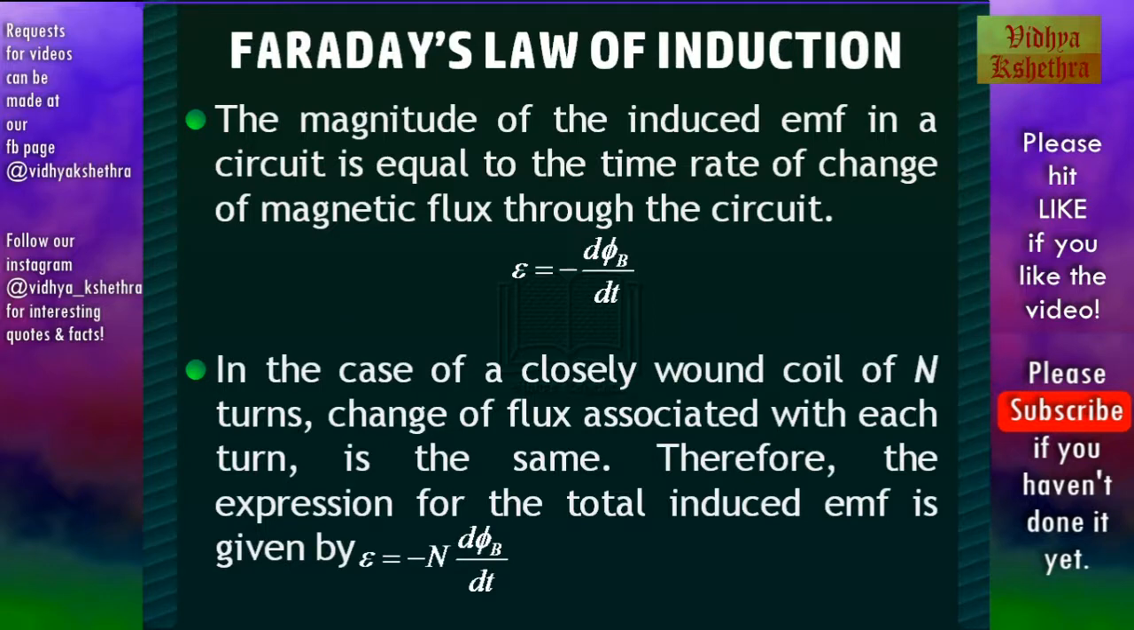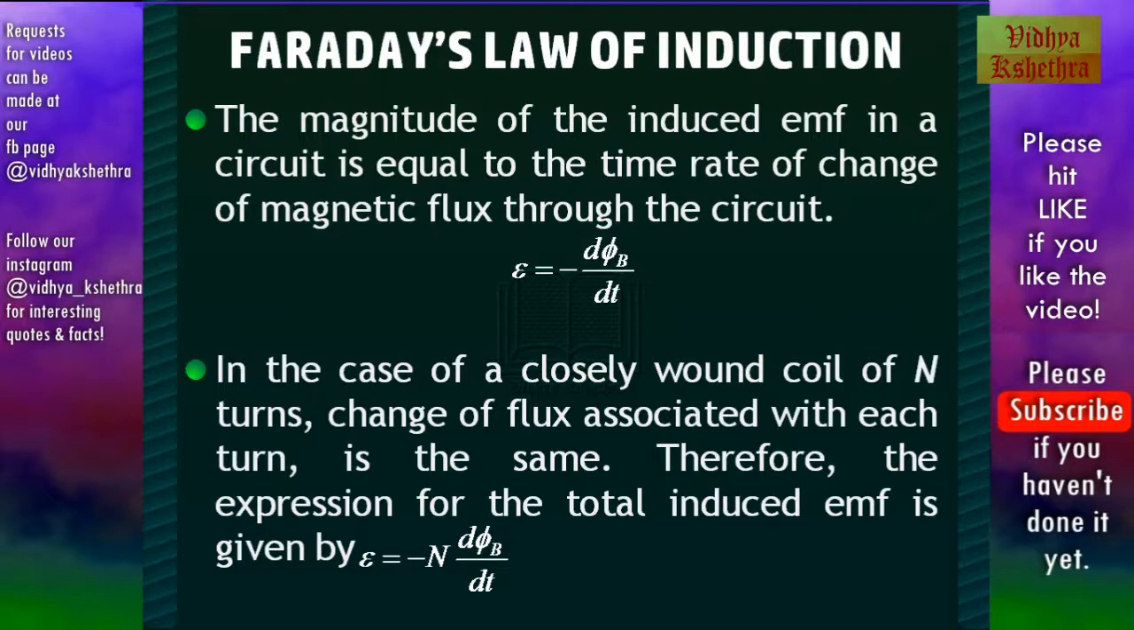In the case of a closely wound coil of N turns, the change of flux associated with each turn is the same. Therefore, the expression for the total induced EMF is given by epsilon equal to minus N d phi by dt. We know that phi B is equal to BA cos theta. Hence, it is possible to induce a current in a coil by changing the magnetic field, the area, as well as the angle theta between the magnetic field and area vectors.